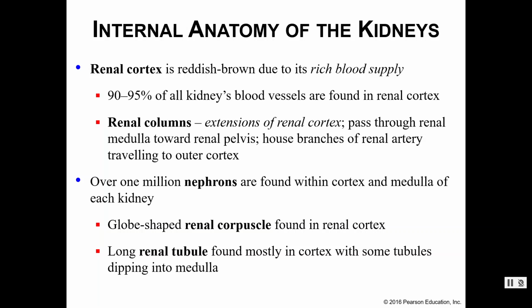You have 2 parts to the nephron. You have a renal corpuscle, which is found in the cortex, and then you have a renal tubule, which is mostly found in the cortex, but some parts of the tube do dip into the medulla also.